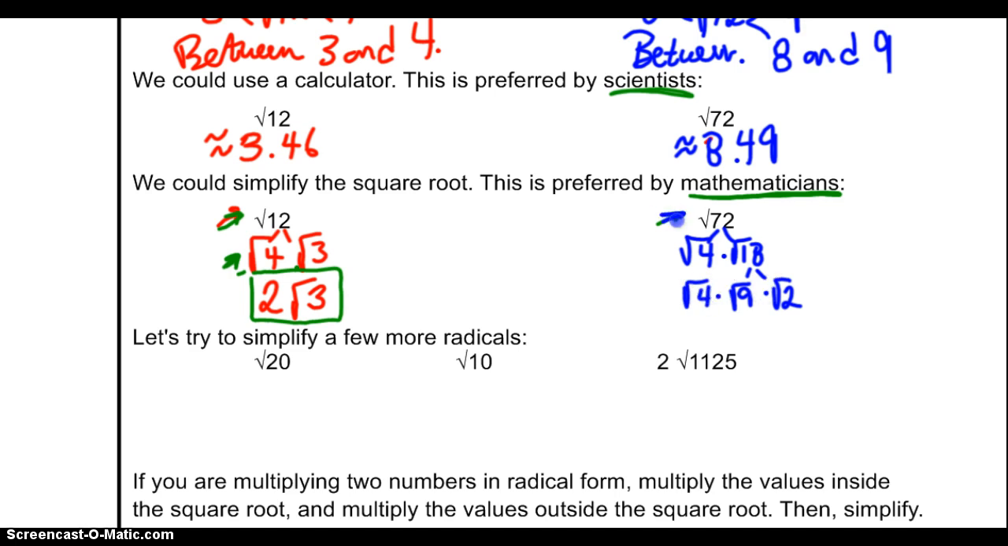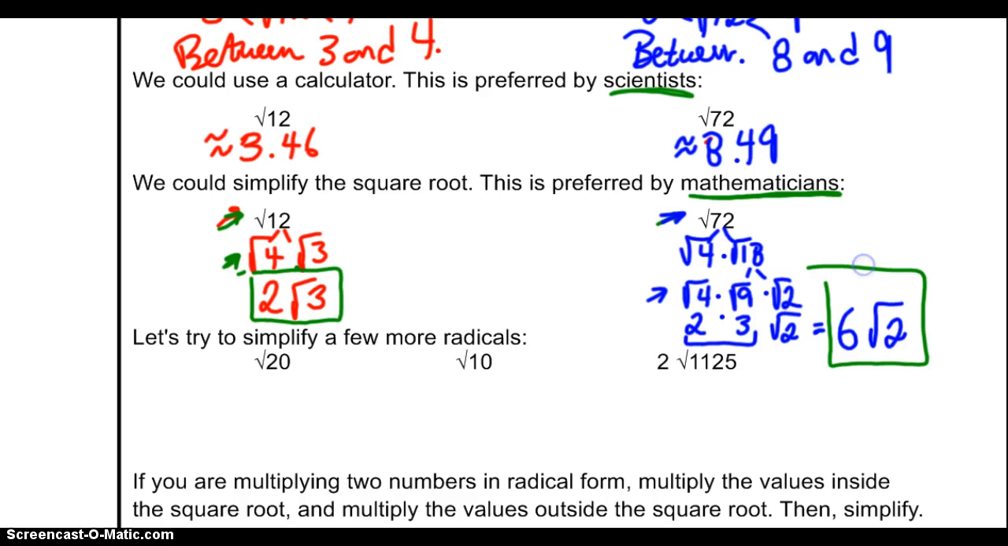So the square root of 72 is the same as the square root of 4 times the square root of 9 times the square root of 2. And I know what the square root of 4 is. That's 2. I know what the square root of 9 is. That's 3. And the square root of 2, I'm just stuck with. So I'll write that again. And then 2 times 3 is 6. So the square root of 72 simplifies to 6 times the square root of 2, or 6 radical 2.